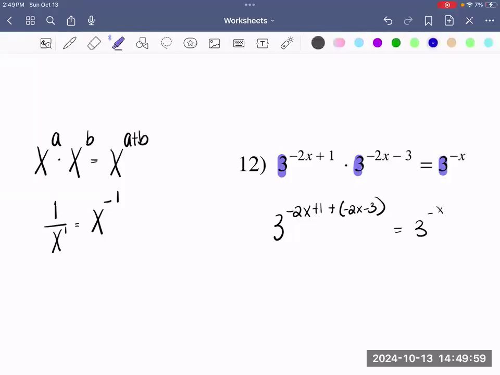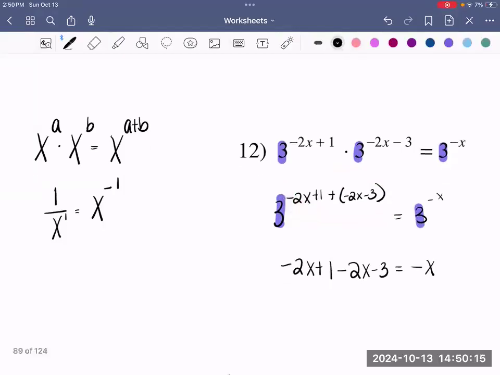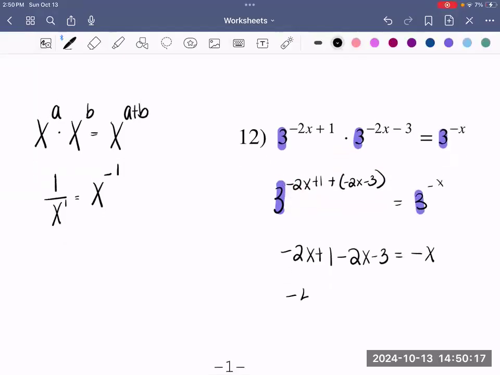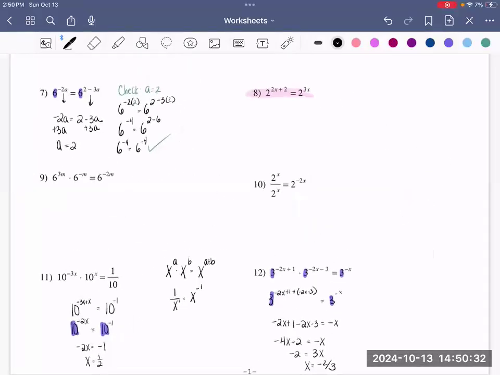So now that we have bases that are the exact same, we can go ahead and say this is really negative x plus 1 minus 2x minus 3 is equal to negative x. And I would have simplified before I did this point, but it doesn't matter here. We'll make a negative 4x minus 2 is equal to negative x. Negative x, we'll add 4 to the other side, so we get 3x. Therefore, x is equal to negative 2 over 3. And again, we can plug it right back in as we've done before to double check our answers.